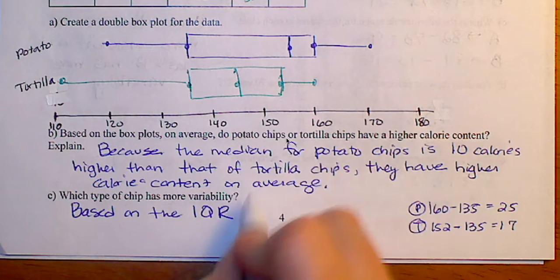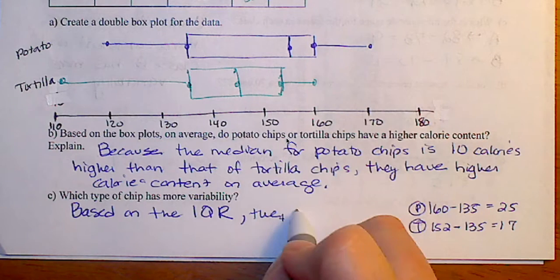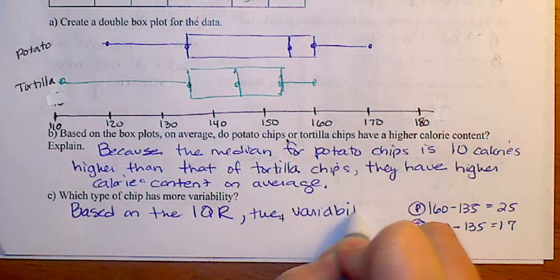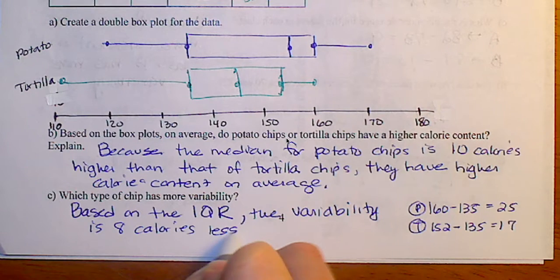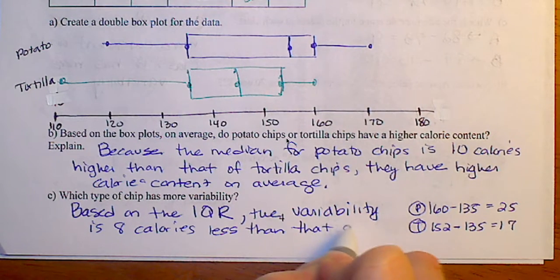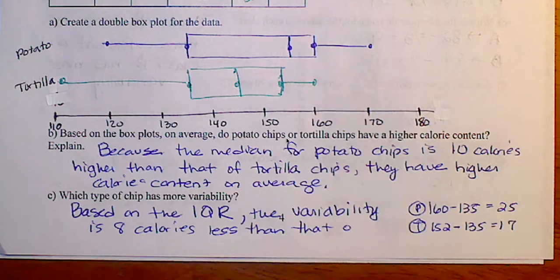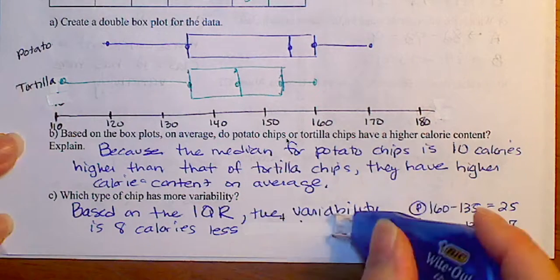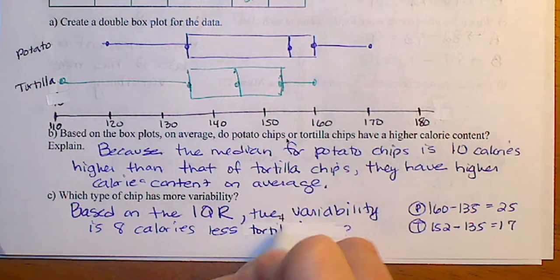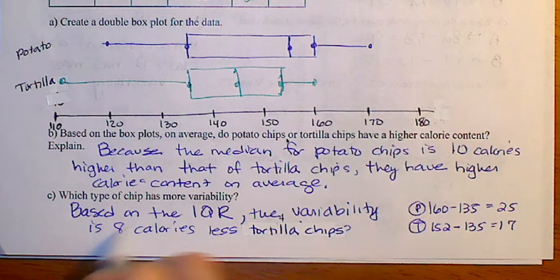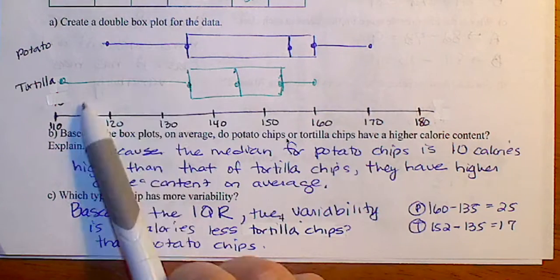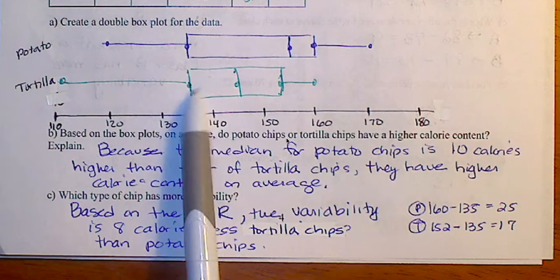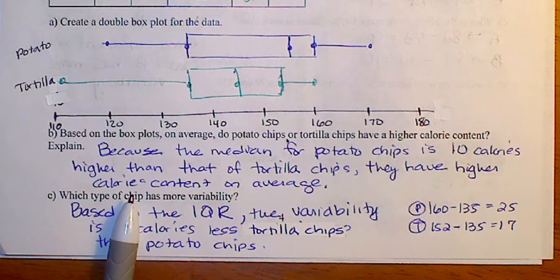So based on the IQR, the variability is 8 calories less for tortilla chips than potato chips, which means that the tortilla chips, mostly their calorie content will all fall closer together than those of the potato chips.